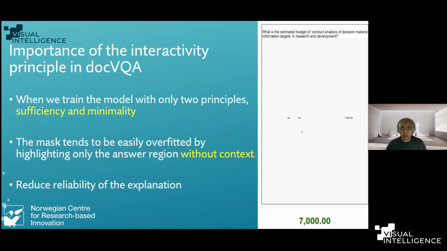So for example, this is a question: what is the estimated budget of conducting analysis of decision makers' information target in research and development? And this is sort of the answer. And all of a sudden, the mask focuses only on the numbers. And then this explanation doesn't have any meaning for us, because the main reason to have this explanation is to use it as evidence. But when it only overfits to this, then it doesn't make any sense, and it reduces the reliability of the explanations.